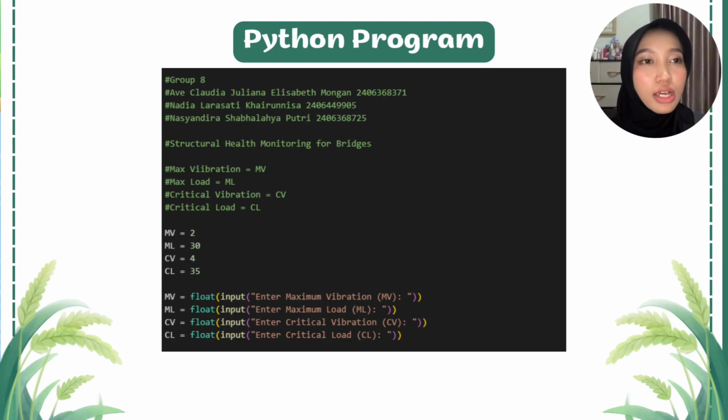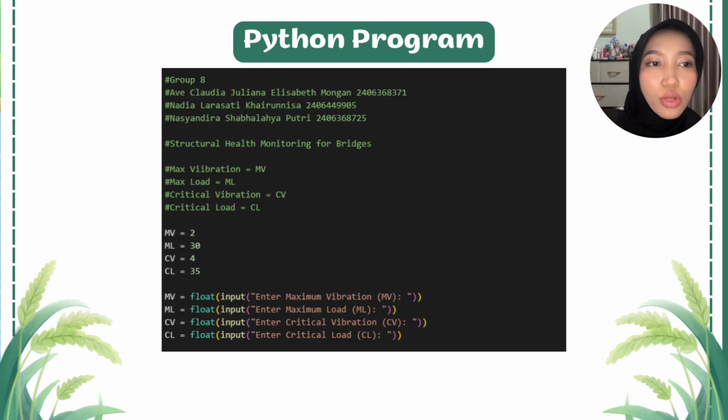These numbers are based on our data representation and pattern recognition from our previous study case. This means that vibration above 4 millimeters indicates critical failure, where there is a high risk of cracks or structural collapse. Load exceeding 35 tons surpasses the bridge's design capacity. Meanwhile, anything over 2 millimeters of vibration or 30 tons of load enters the warning zone, meaning the structure might be weakening or overloaded. So in this program, the values input by the user will later be compared to these thresholds to decide whether the bridge is in a safe, warning, or critical state.